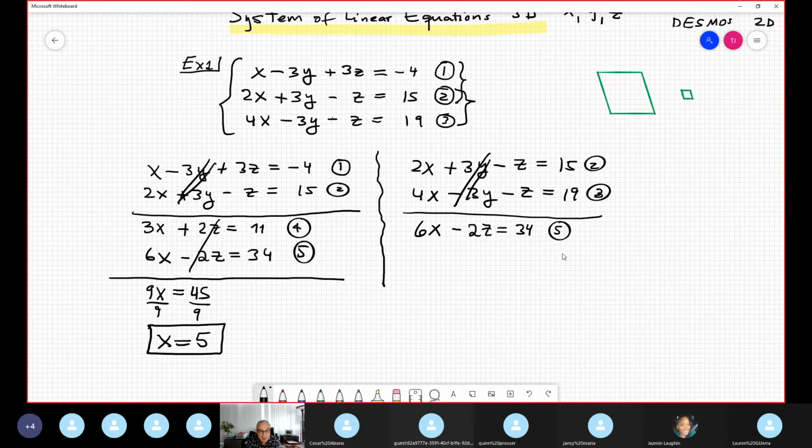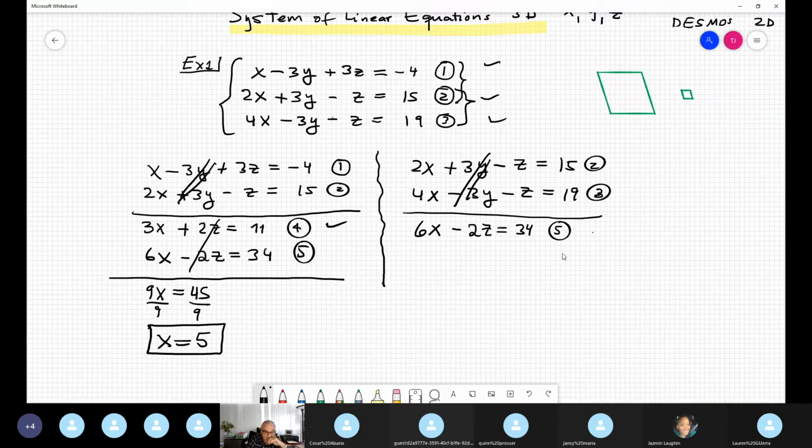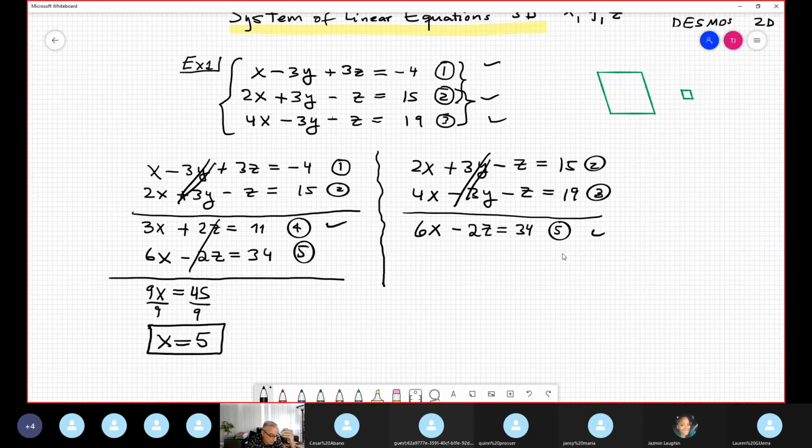In order to find the rest, y and z, use substitution of this value of 5. Not in the original equations 1, 2, 3. Why not? Because we have 3 unknowns and we have in my hand only 1. Use substitution maybe in 4 or in 5. I select 4 because I consider it's easier. So I try to find always the easy way, not the complicated way.